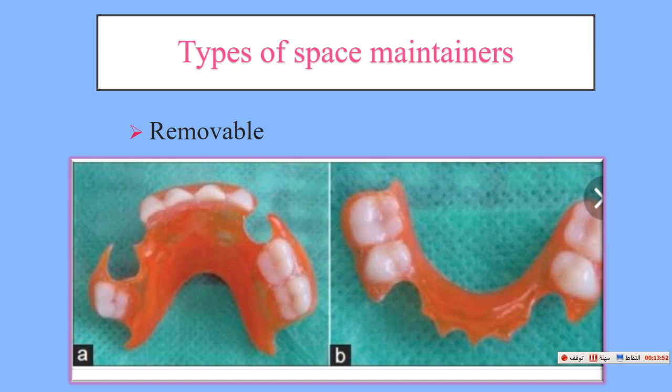And also, when the space maintainer is used for a short period of time, this is another indication of the removable space maintainer.